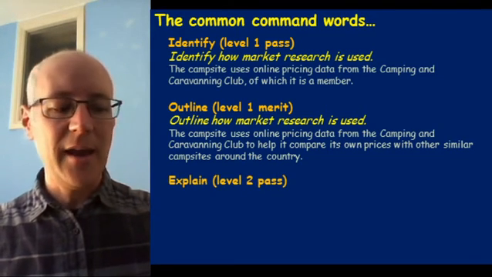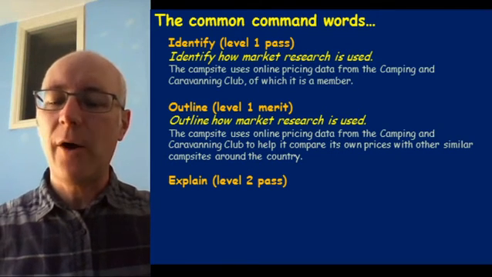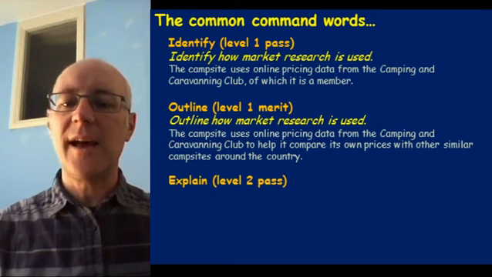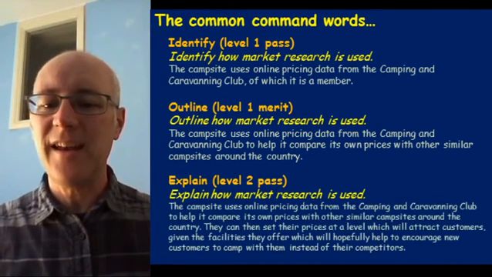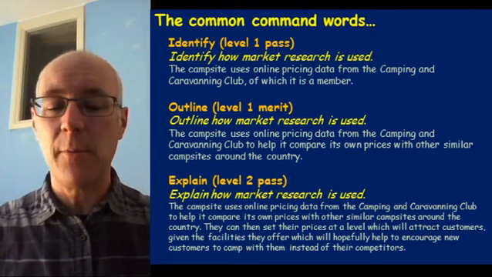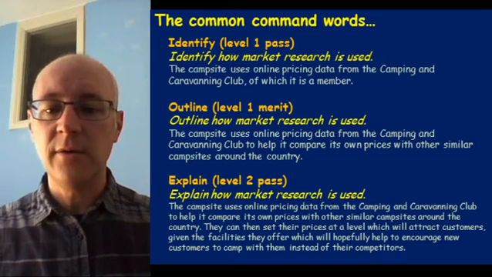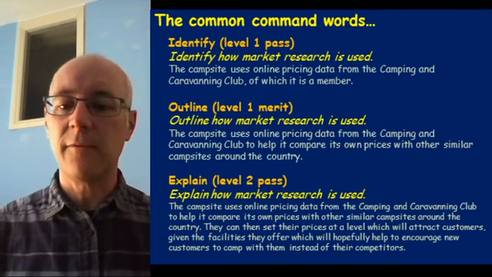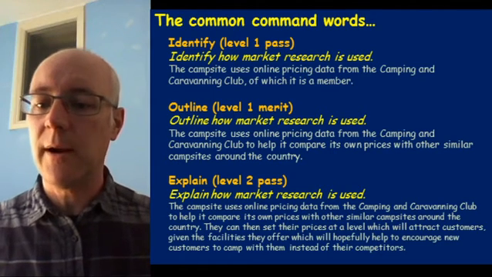And then explain is really saying a little bit more about how it helps them to meet their needs, and that gets you the level 2 pass. So here we go. Here's my explain statement for the same thing. Explain how market research is used. So starting off with the identify. The campsite uses online pricing data from the Camping and Caravan Club to help it compare its own prices with other similar campsites around the country.